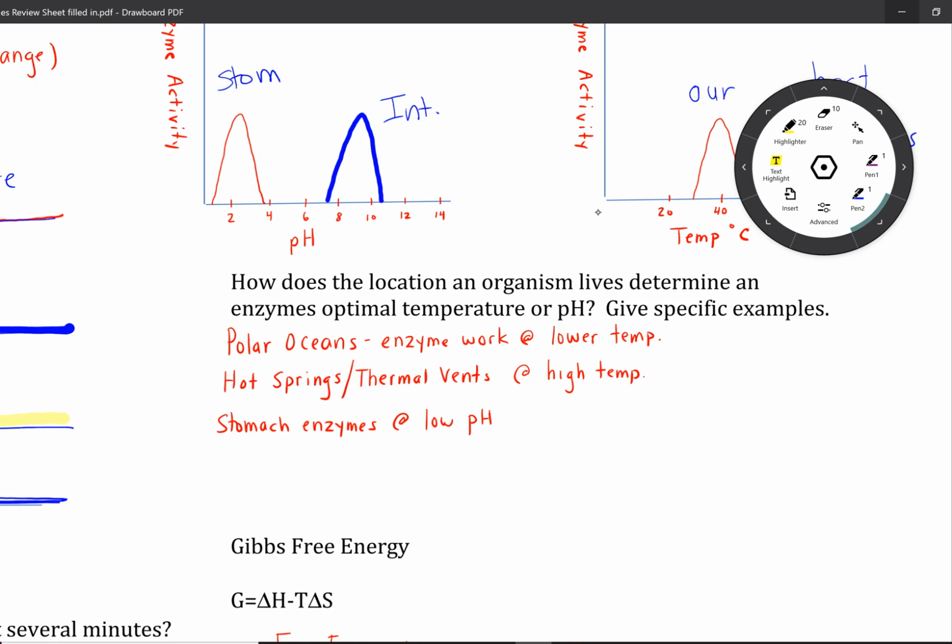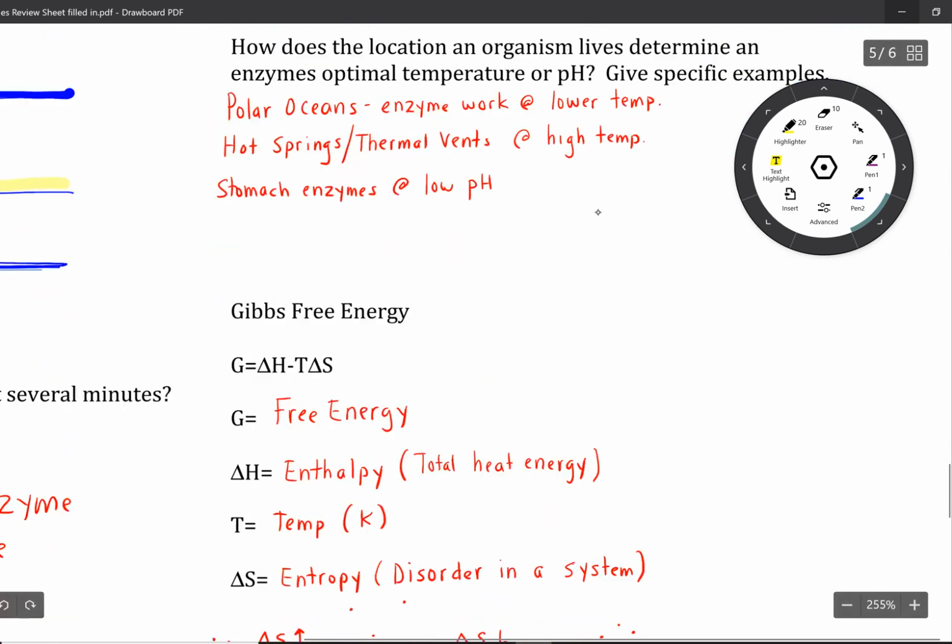If you live in a hot spring or thermal vents, you will have high temperatures. If you are in places like your stomach, you will work best at a low pH. So it all depends on where the enzyme is and where the substrates are and where in the body you are.